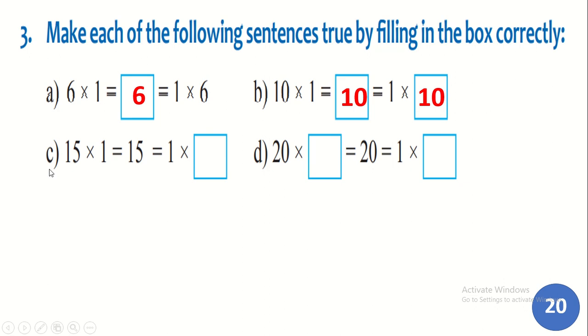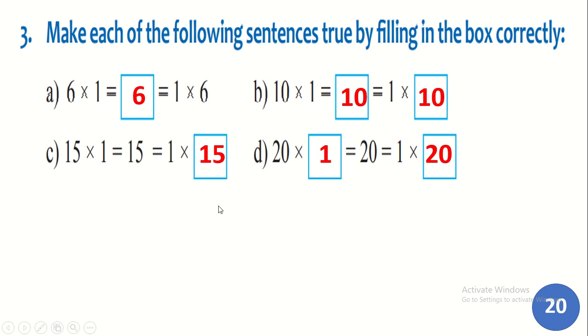Okay. Letter C, 15 times 1 is equals to 15, is equals to 1 times 15. Letter D, 20 times what number here is equals to 20? The answer here is 1. 1 times what number? 20. The same is 20.